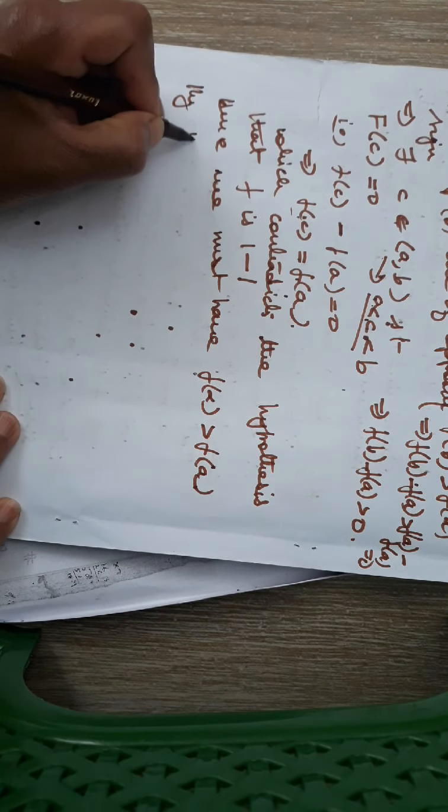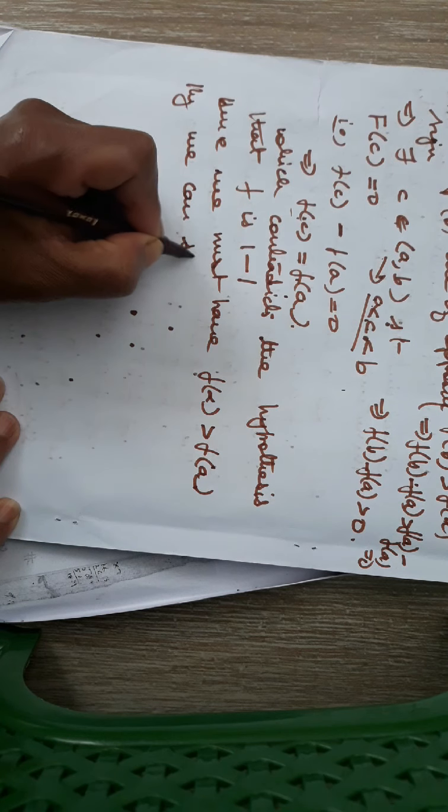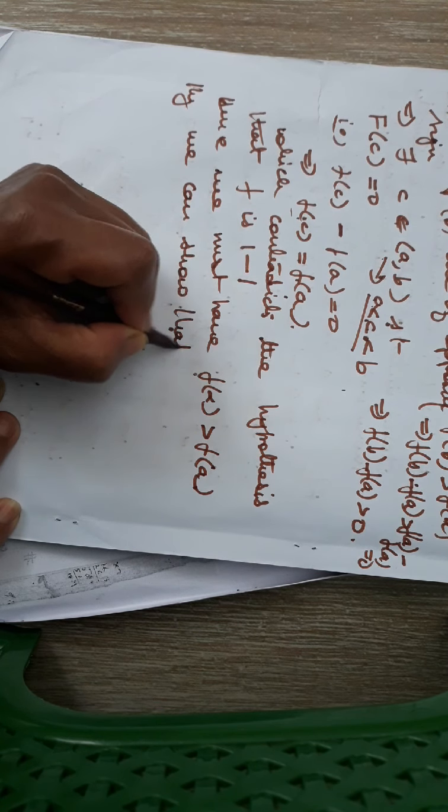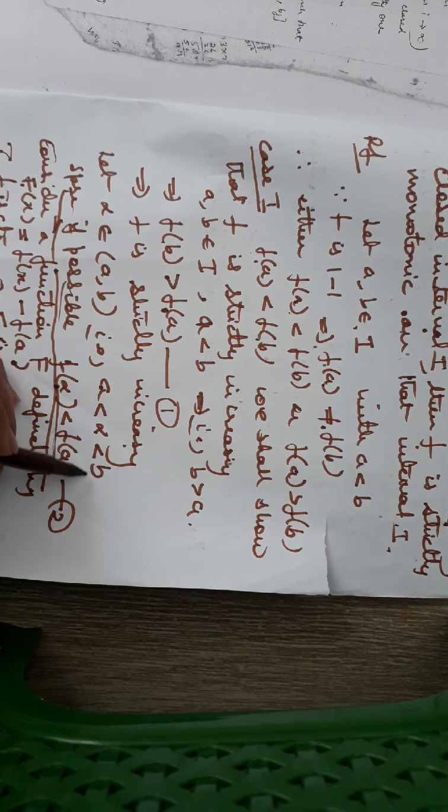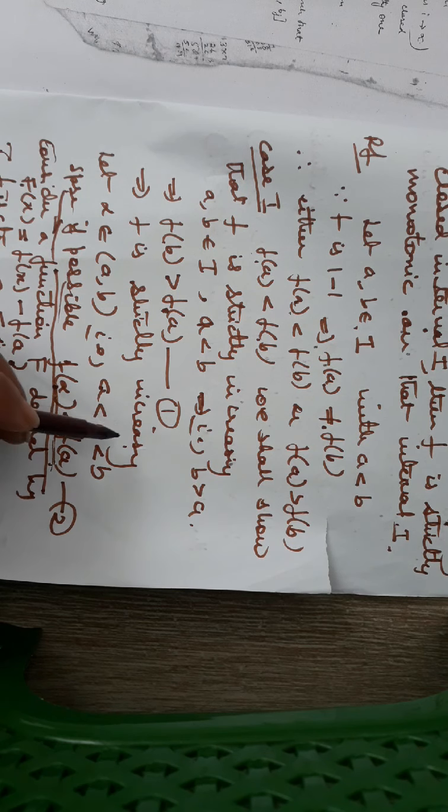Similarly, we can show that f of alpha is less than f of B, because what is alpha? Alpha here is a point which lies between A and B. In the first part, we have proved that f of alpha must be greater than f of A. Similarly, we can show that f of alpha also is less than f of B.